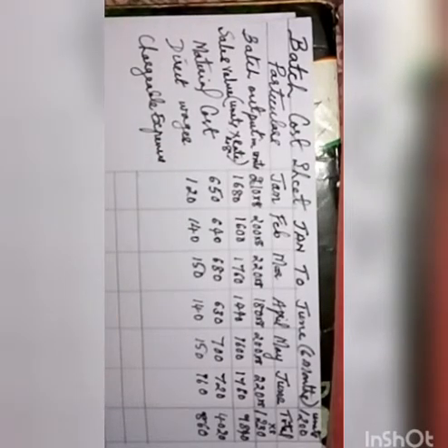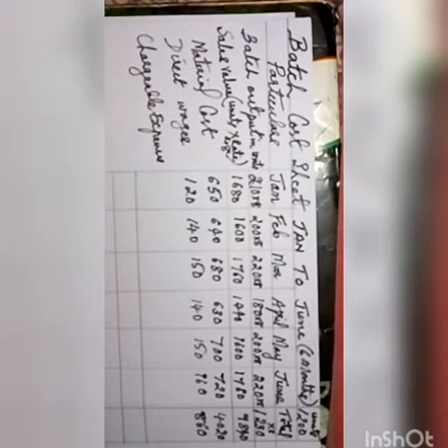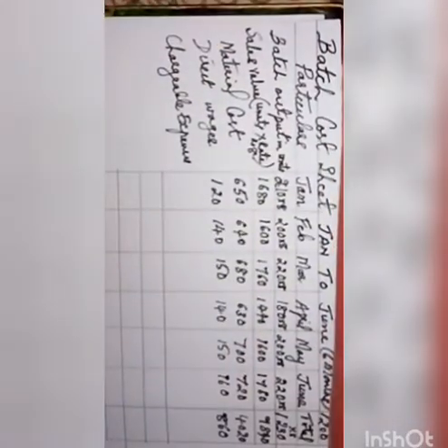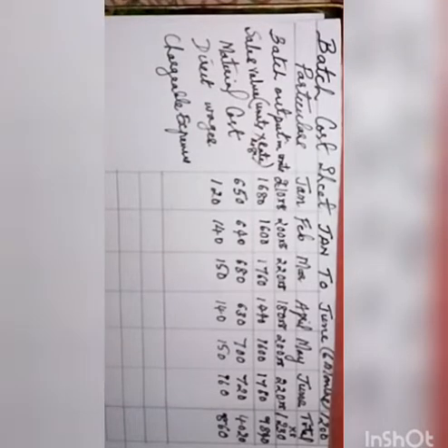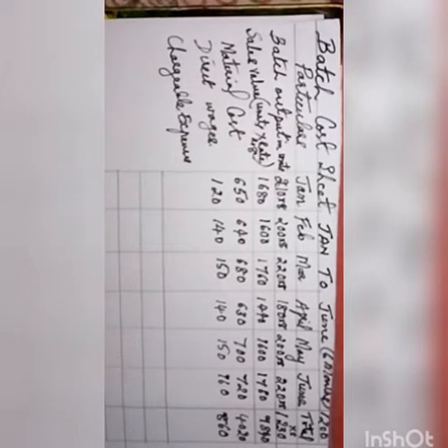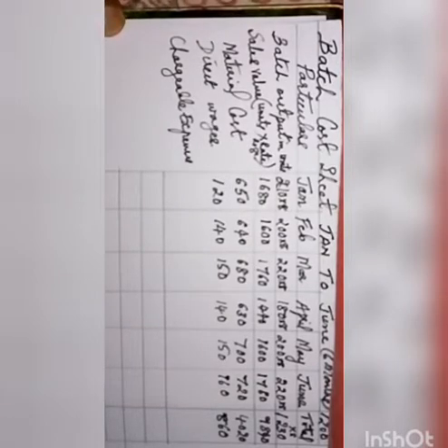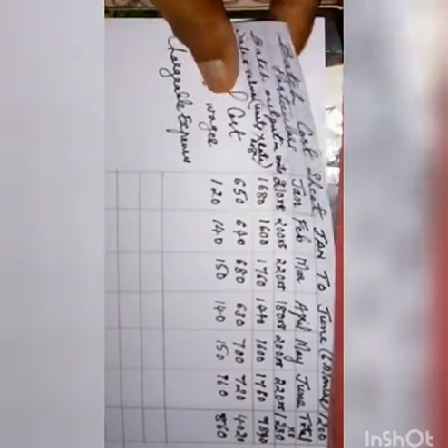So the next cost is chargeable expenses. These chargeable expenses are not given directly in the problem. Since it is not given directly, we need to calculate the rate per hour. Then we have to consider batch wise what the chargeable expenses are. For the chargeable expenses, we need to calculate the per hour labor rate.